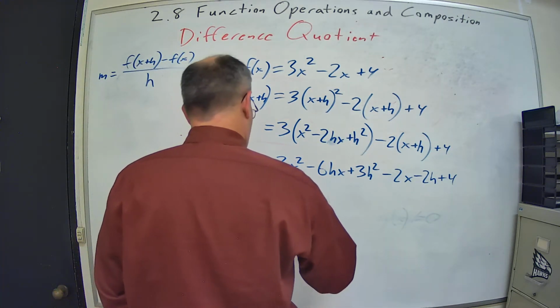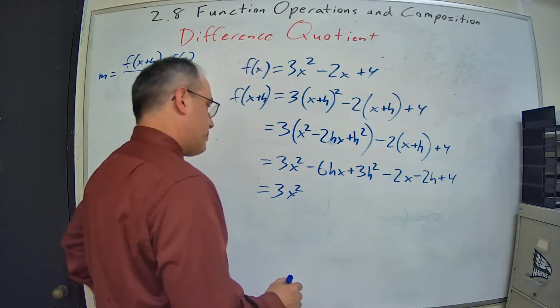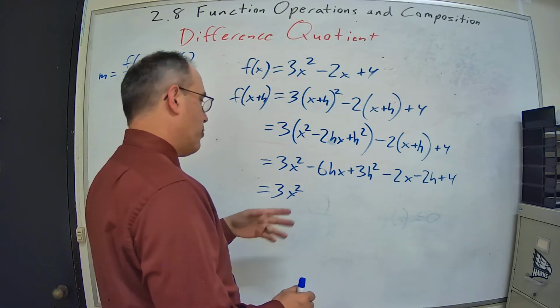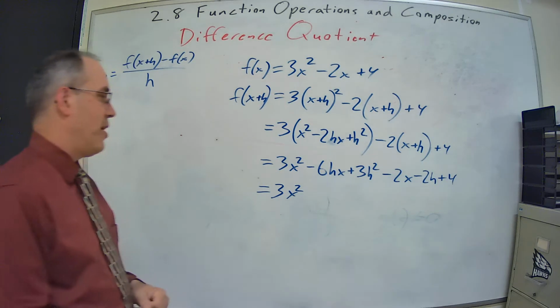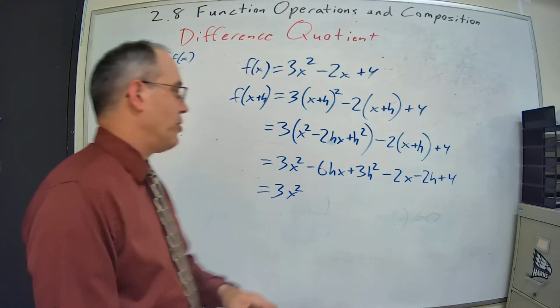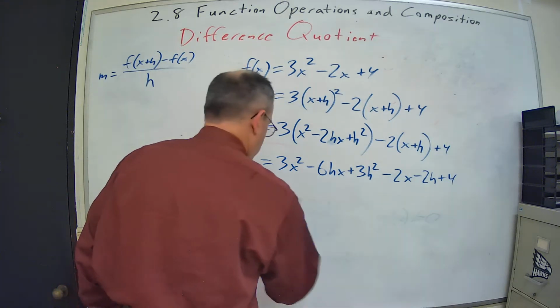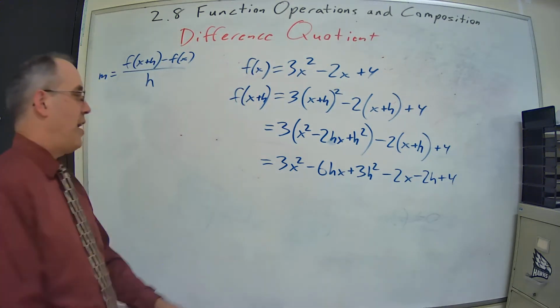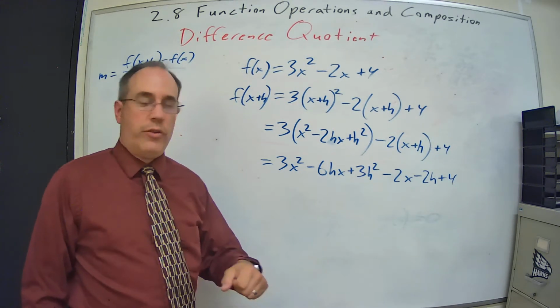That gives us 3x squared. Not a lot we can really do with that, right? We have x squared, hx. We don't have any real duplication, so we're going to leave it right there. But that got us into a polynomial.